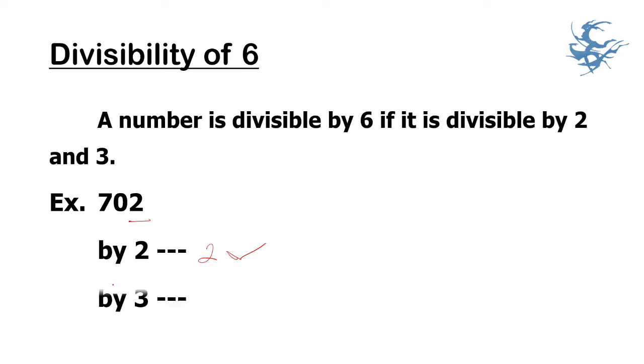Now, sa divisibility of 3 naman tayo. Ano nga gagawin natin sa divisibility of 3? Remember, we're just gonna add all of the digits. If the sum of all the digits is a multiple of 3, hence, it is divisible by 3. So, ang gagawin natin, 7 plus 2. Huwag natin kalimutan yung 0, di ba? 7 plus 2 is equal to 9. And 9 is a multiple of 3. Hence, it is divisible by 3.